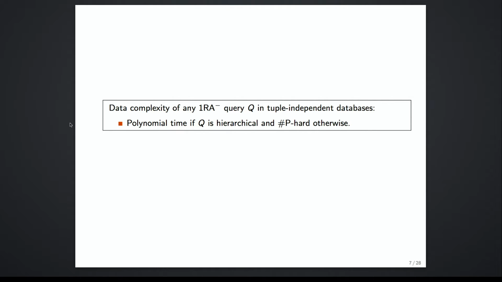Okay, so another, yeah, I think this would be the main, I would say, surprising result. Checking the hierarchical property given a query can be done very efficiently. You can do it in AC0 essentially, right? And why is this relevant?